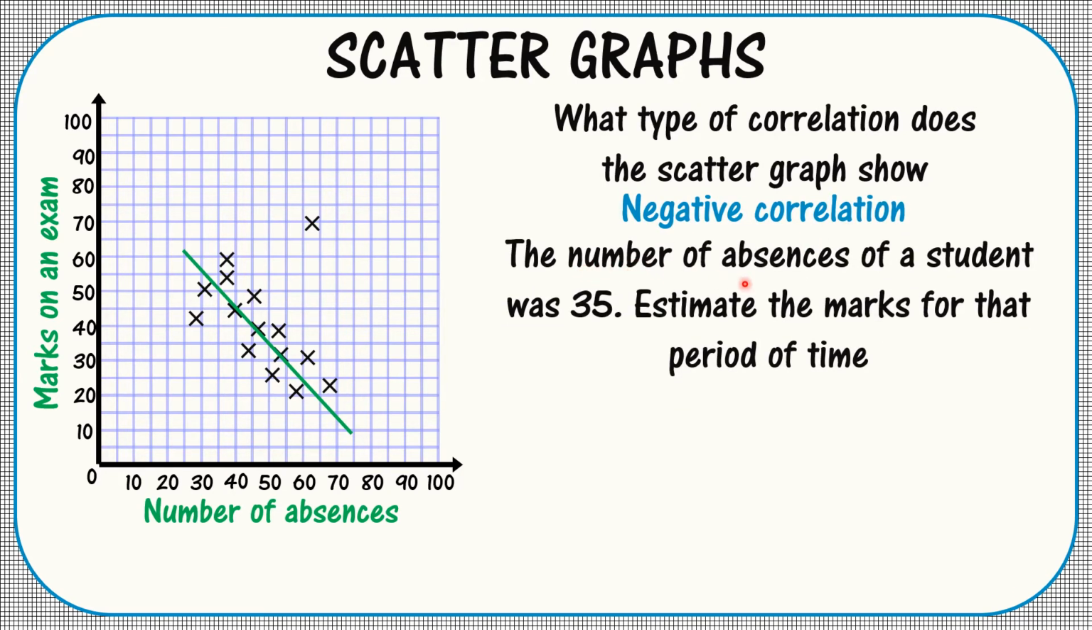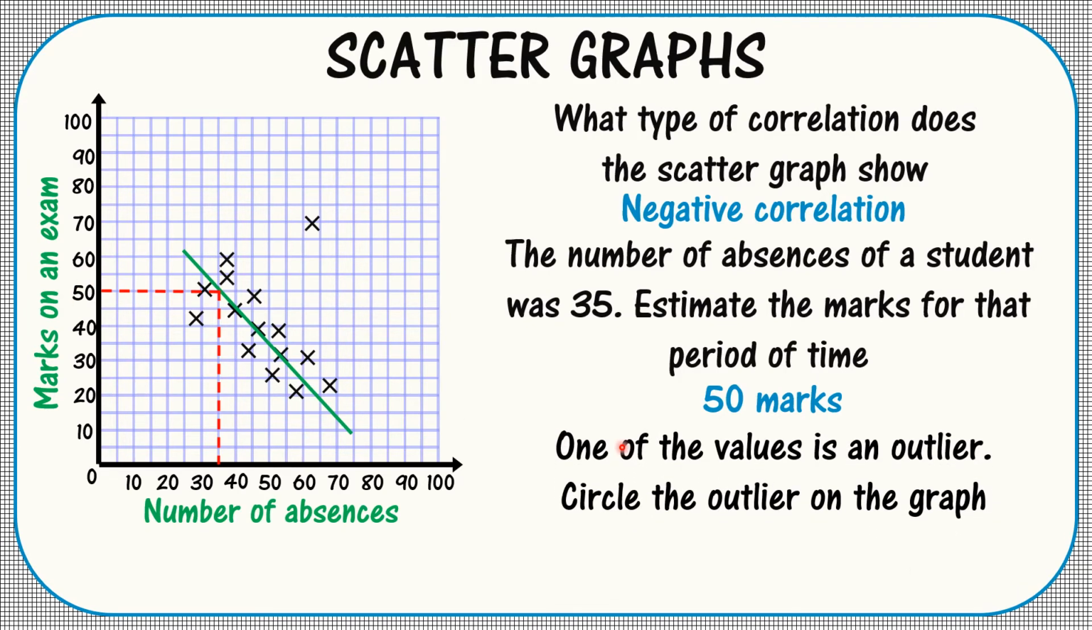The number of absences of a student was 35. Estimate the marks for that period of time. So again, we'll go to where 35 is. We'll draw a line straight up until it touches the line of best fit. And then we'll go to marks on an exam. As you can see, if the number of absences is 35, an estimate for the marks for that period of time is 50.